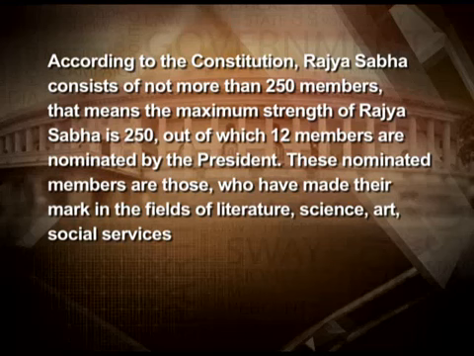According to the Constitution, Rajya Sabha consists of not more than 250 members. That means the maximum strength of Rajya Sabha is 250, out of which 12 members are nominated by the President. These nominated members are those who have made their mark in the field of literature, science, arts, social services, etc.